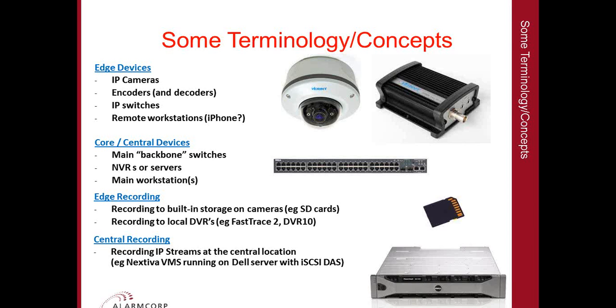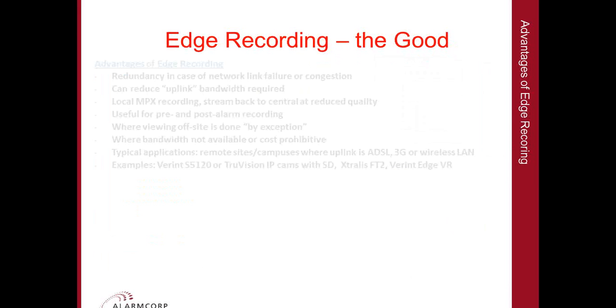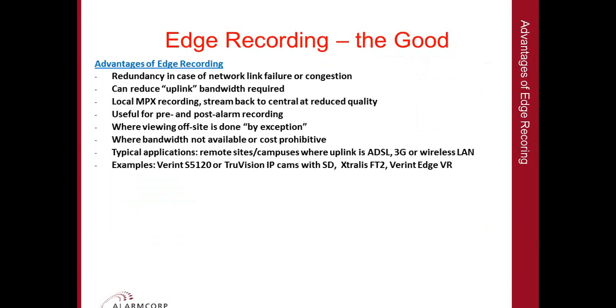First and foremost, if we have any local storage at the camera or even with a local DVR, we have redundancy in case the network link fails or is congested. Likewise, we can reduce the uplink bandwidth required, and this would be typically used if we have a megapixel camera and we record in full megapixel resolution locally, but we stream back to central, let's say CIF or 4CIF.